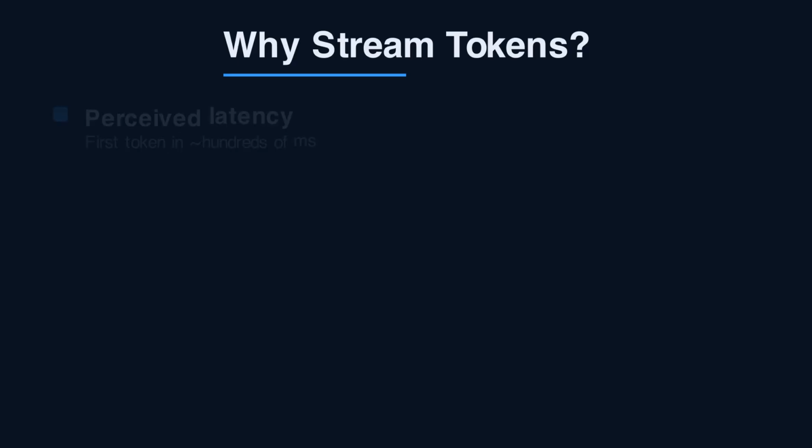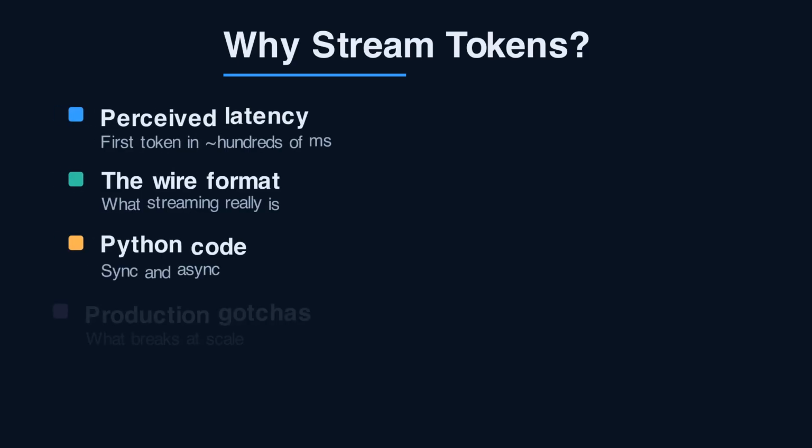If your chat app waits for the full completion before showing anything, users stare at a spinner for 5, 10, sometimes 30 seconds. Streaming fixes the perceived latency by pushing each token as the model generates it. In this video, we go deep on streaming Azure OpenAI responses token by token in Python.